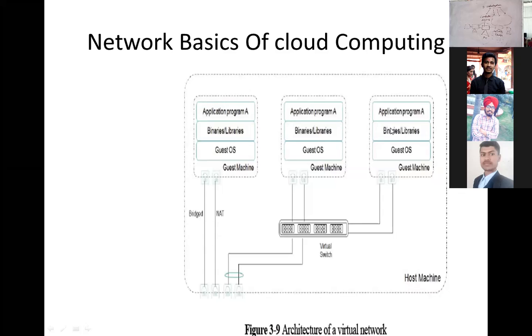Next is the application program. One application program A is running here, and another application program A is running here. You can see there are certain physical devices connected here: network address translation, NAT, and a bridged kind of network with the VM. And there is a virtual switch here, you can see. So this is shown here.